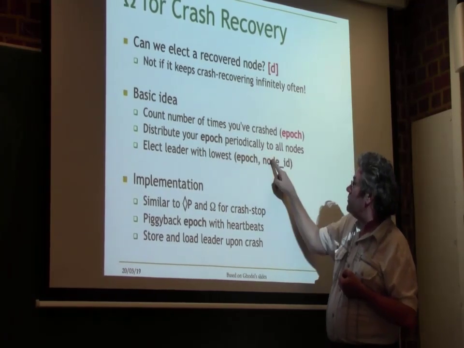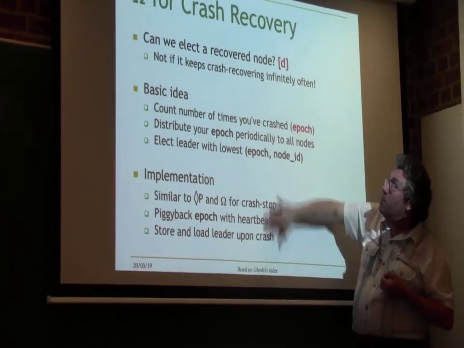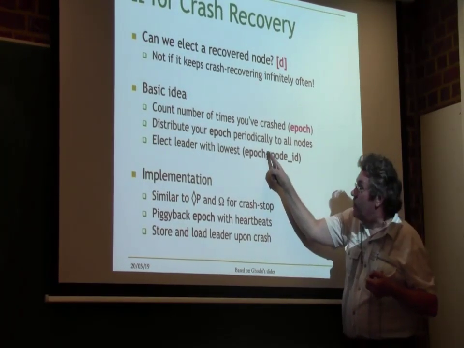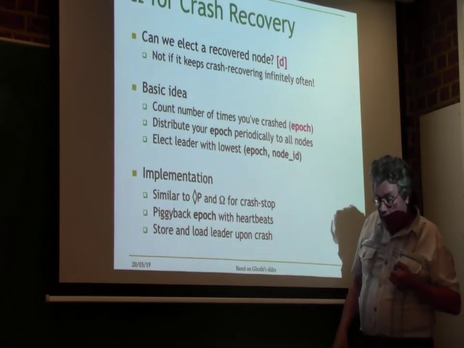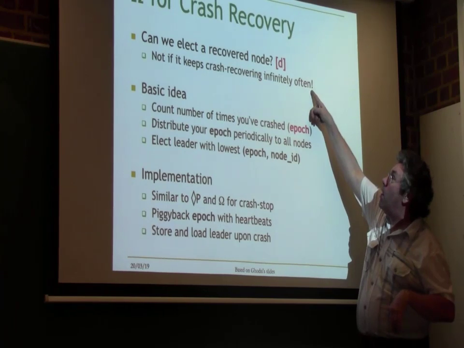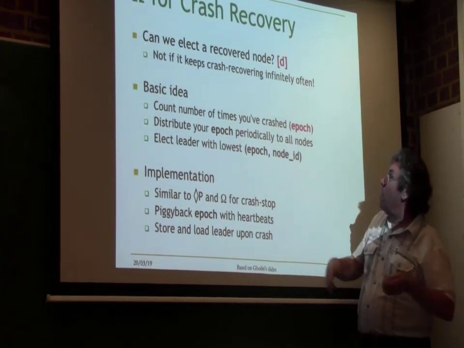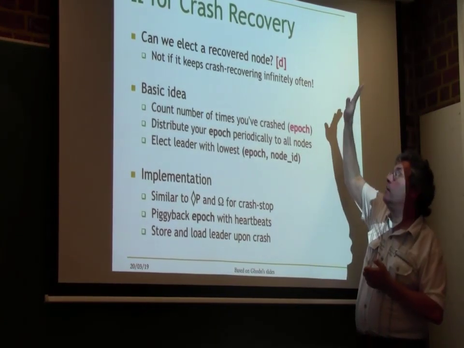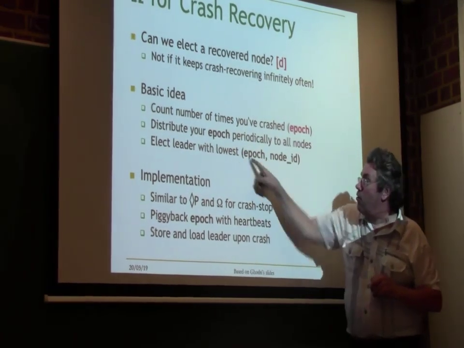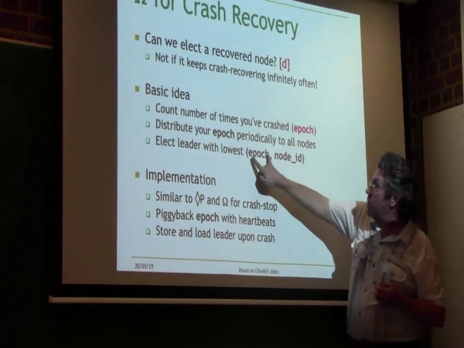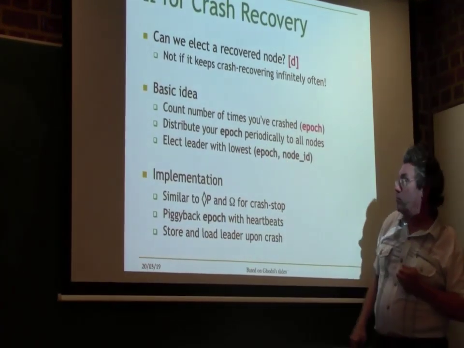So we can add the epoch to the node ID, so it's part of the ranking. Basically, this is the same algorithm as before, except that the ranking also takes epoch into account. And we have to pick the lowest one, because if we have a bad node that's crashing and recovering very often, the epoch is going to become very big. So we don't want to pick this one. We're only going to pick nodes with a low epoch. The epoch is the first part of this pair, so the epoch has to be low.